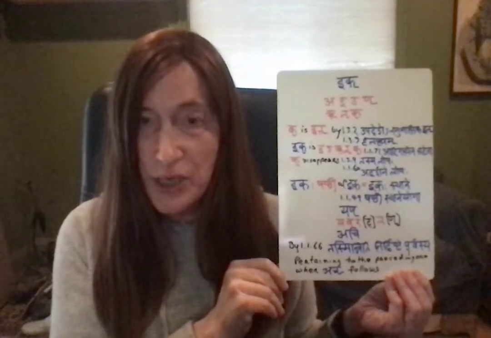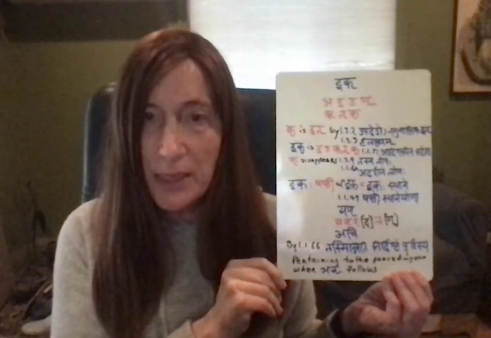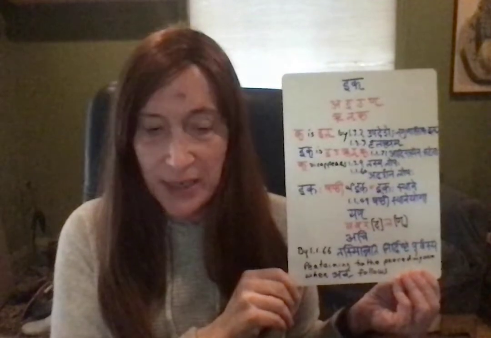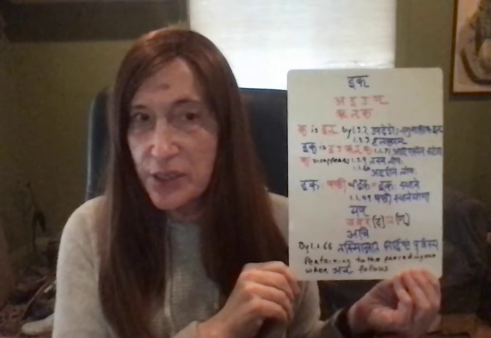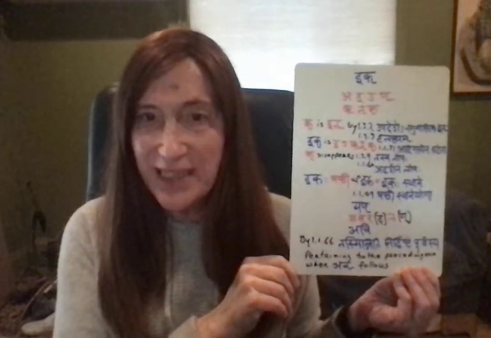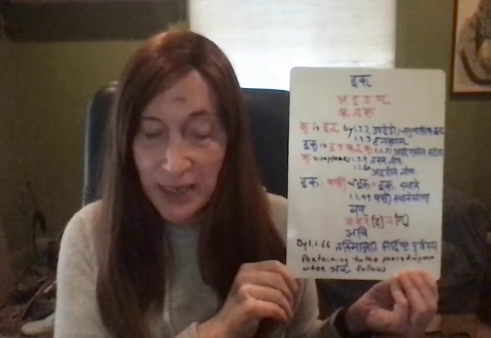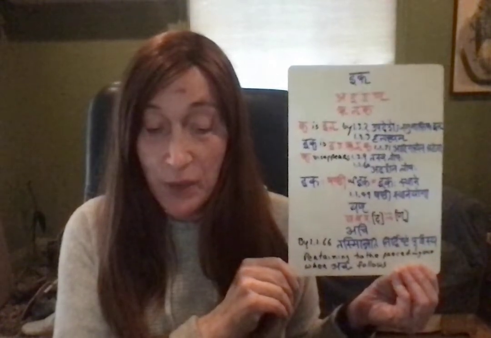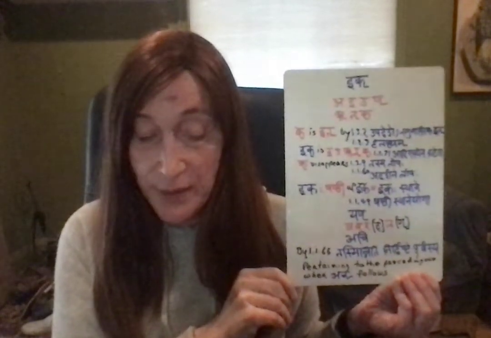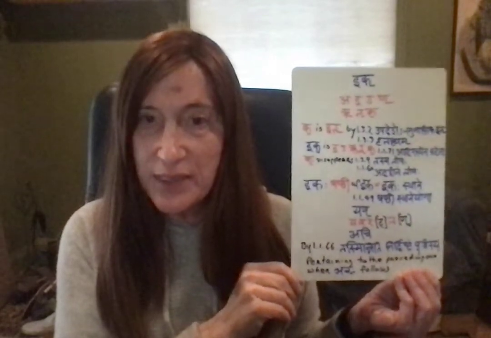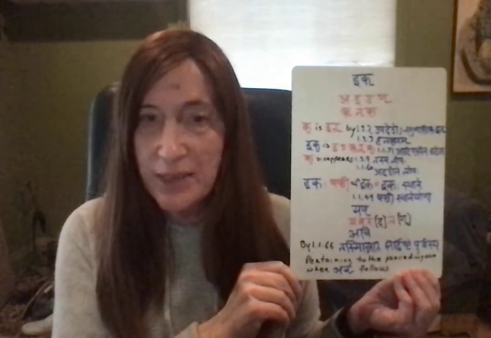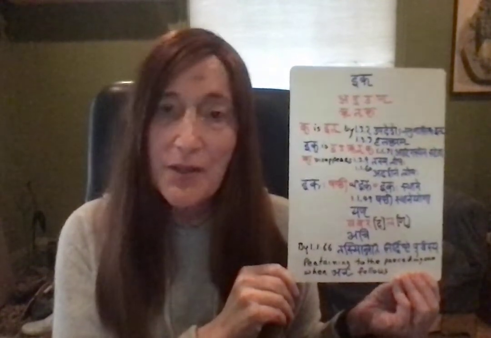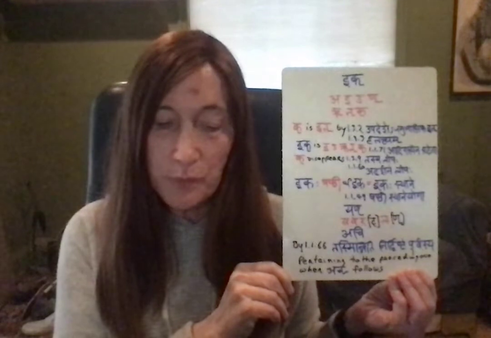So ach, achi. Saptami, as we've learned by 1.1.66, tasminniti nirdishte purvasya. Saptami means that one pertains to the preceding one. In this case, the one that precedes an ach. And sometimes we say it when ach follows the preceding.